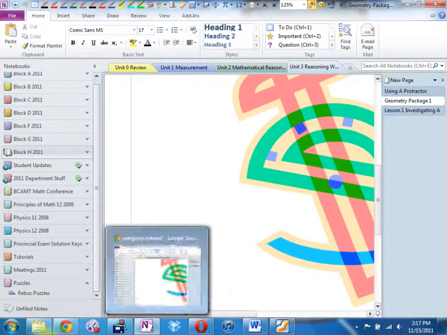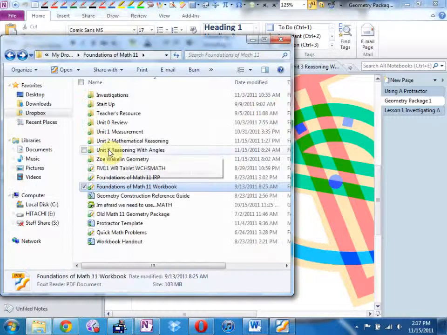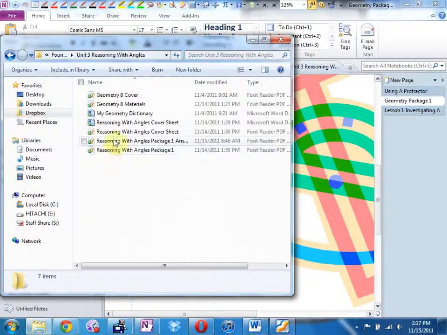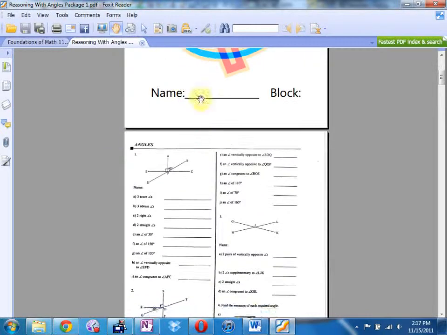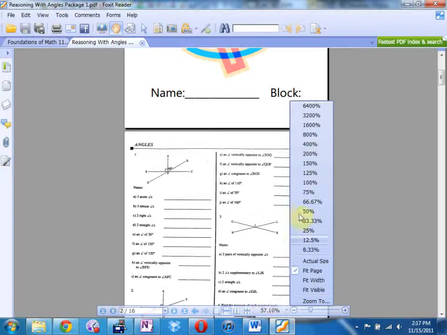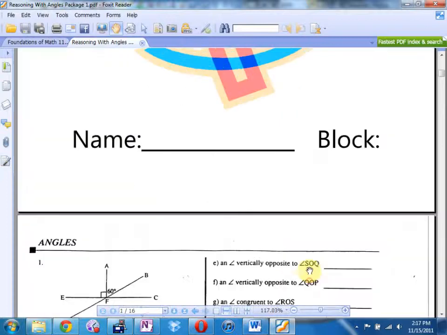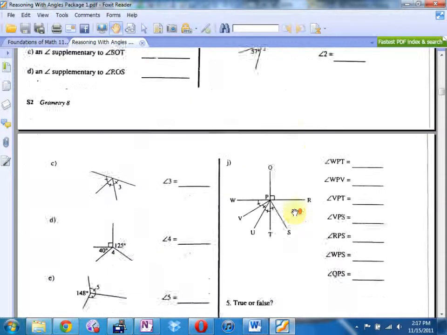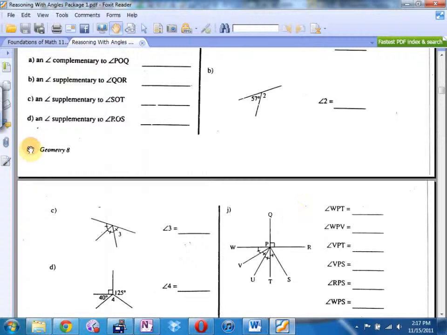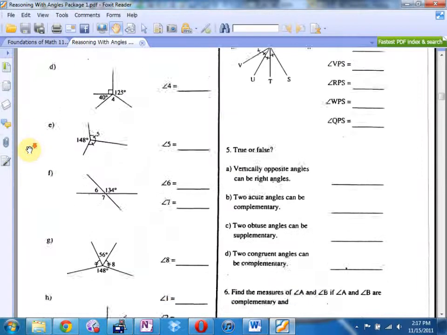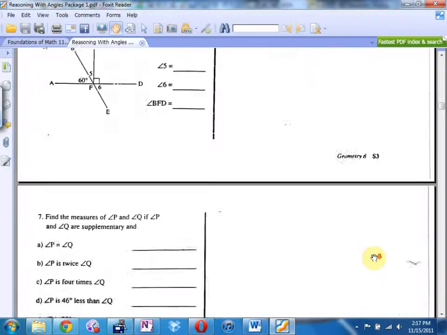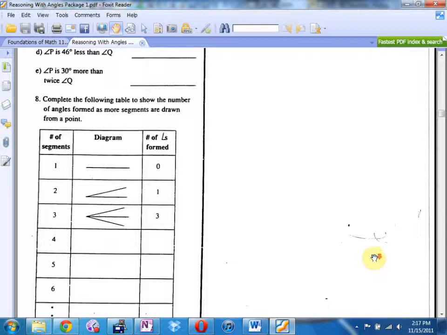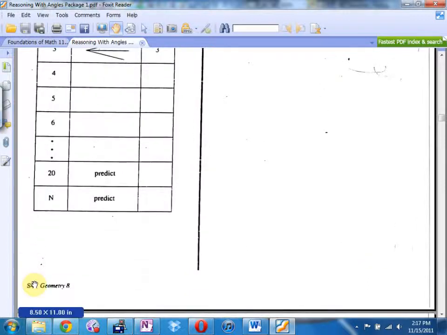Reasoning with angles, package number one. Right now, I think you folks are capable of doing this first page, which is called S2, and S3, and S4. Now, am I saying all of that is due next class? No, but you're going to find when you get pretty good at these, you can probably get all the homework done, including this, in class. Okay?